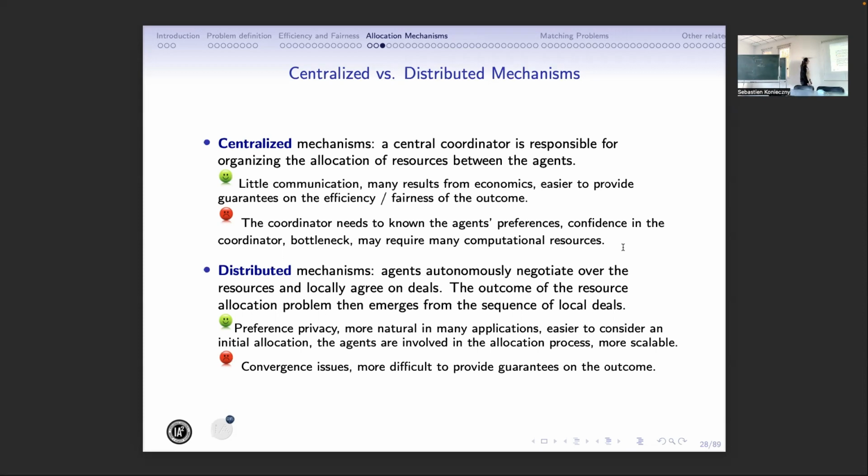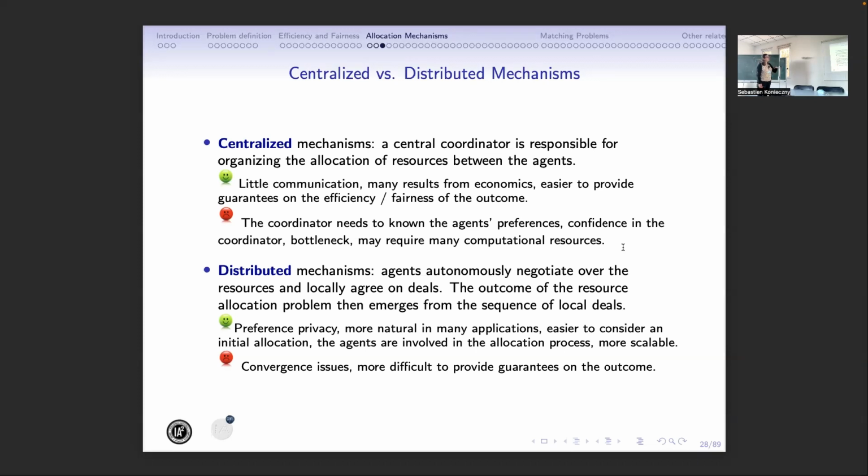Because we have many results from economics. In fact, in economics, most results consider the point of view of a central coordinator and do not consider a distributed allocation of resources. And if you have a central coordinator, it is often easy to provide guarantees on the outcome of the algorithm and on the efficiency and the fairness of the allocation. So it's often easy to provide good results about the outcome.